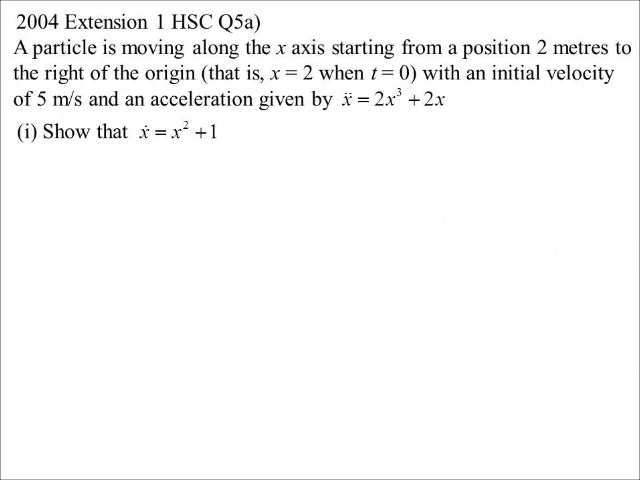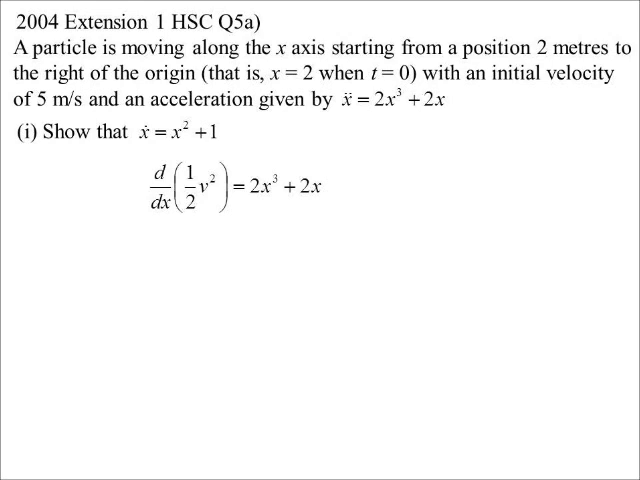Let's do an HSC one then. A particle, again, moving along our x-axis, giving us some initial conditions. And the initial velocity, 5 meters per second. It's in terms of displacement. Show that the velocity is x squared plus 1.